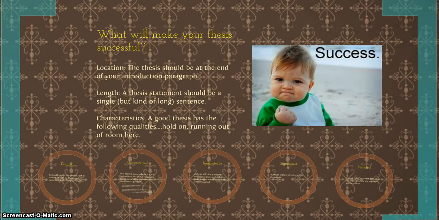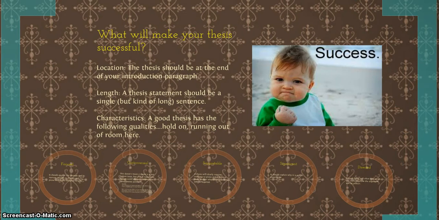Okay, so here are some other tips to success, like my little successful baby over here. So what will make your thesis successful? First of all, the location. Your thesis should be at the end of your introduction paragraph. Okay, that's where I'm going to look for it whenever I read your essays. Especially since we're all learning, it makes sense for us to put it there. That way I can evaluate whether or not your thesis was doing its job.